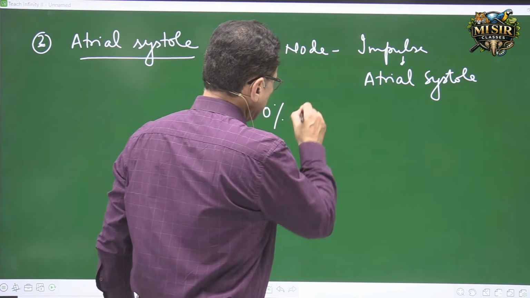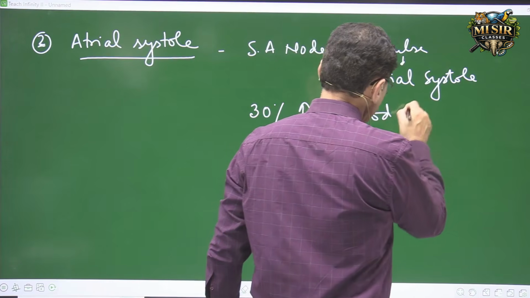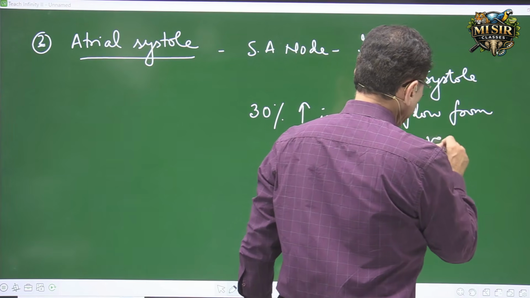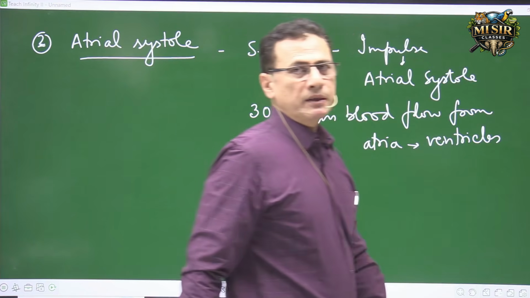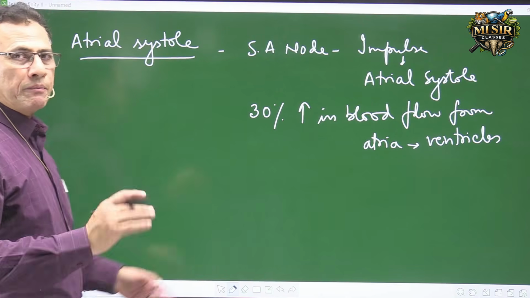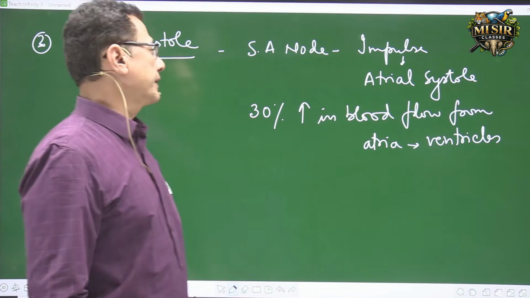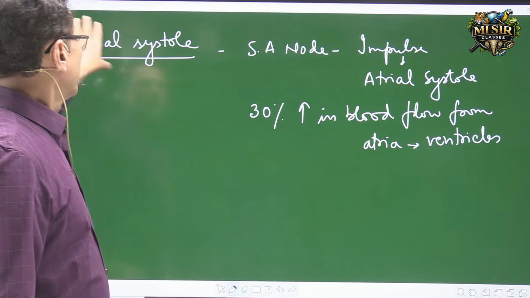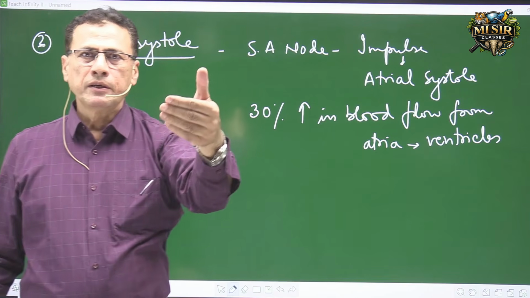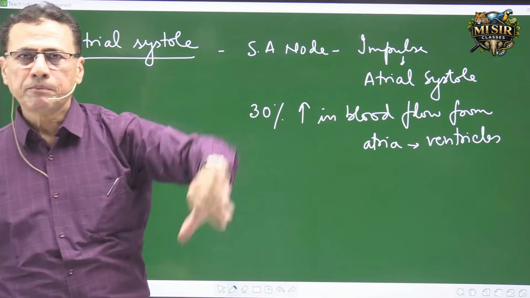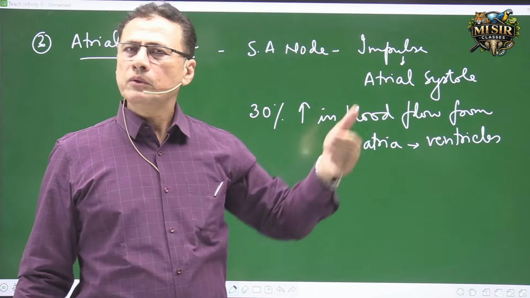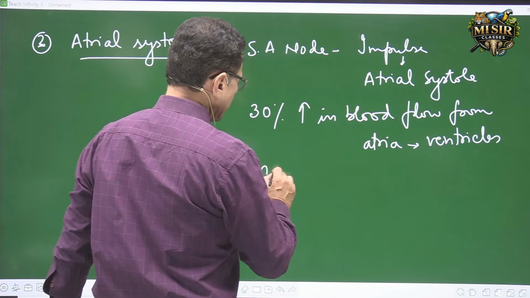30% increase in blood flow from atria to ventricles. Please remember that both the atria contract simultaneously, and both the ventricles also contract simultaneously. There is no separate left or right atria contraction or right or left ventricle contraction. Systole is in both the atria, means both the atria contract. As a result of this, 30% of the blood which was remaining in the atria comes into the respective ventricles, means from left atria to left ventricle, right atria to right ventricle. Maximum ventricular filling occurs in this condition.